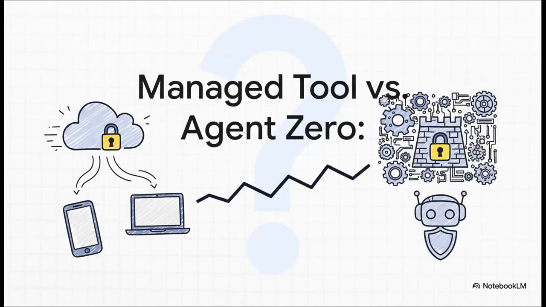So, at the end of the day, it all really boils down to this one question. Are you looking for convenience, or are you looking for control? Sure, managed cloud tools are easy, but you're giving up your privacy and control. Agent Zero takes a little bit of setup, but what you get in return is a private, powerful assistant that gets better over time and works for you and you alone. The real question isn't just about which tool to use, it's about how you want to work with AI from now on.